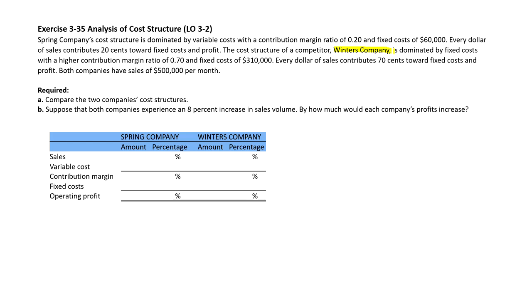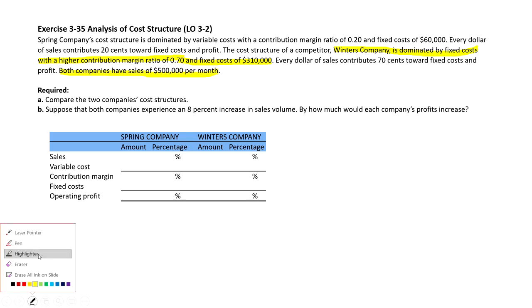Winter's Company is dominated by fixed costs. So it's saying it has a higher proportion of fixed compared to variable costs. So they're going to have a very high contribution margin ratio, and that here is 0.7 or 70%, and their fixed costs are going to be 310,000. Both companies, including Winter's, have sales dollars of 500,000.